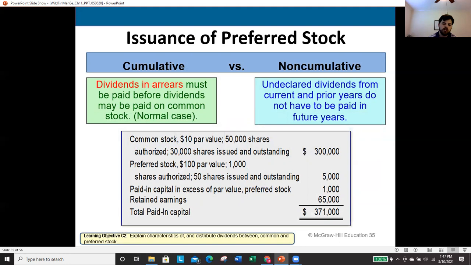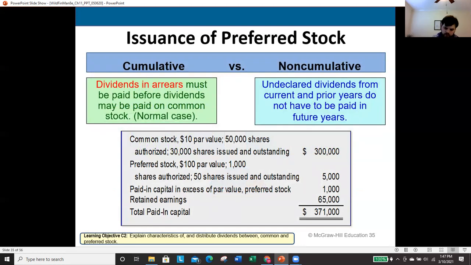So if dividends are cumulative, then dividends in arrears must be paid before dividends may be paid to common shareholders. This is typically the common case. Non-cumulative preferred stock typically will issue at a lower price because people are not as thrilled about it. But undeclared dividends from current and prior years do not have to be paid to your preferred shareholders in the future.